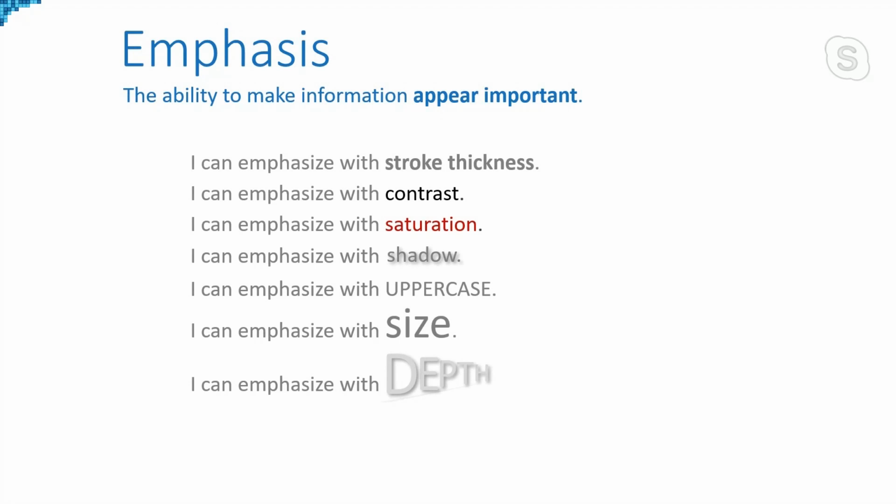One way I could characterize this is to say that most of the text is rendered in one way, but a portion of it is rendered a different way. So that's one of the ways that we can do it, just by being different. And we can also do things with contrast, saturation, shadow, that sort of thing. So emphasis is the ability to make information appear important. Keep this in mind as we move forward.